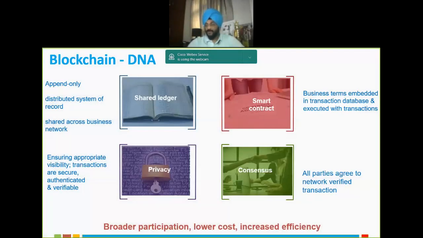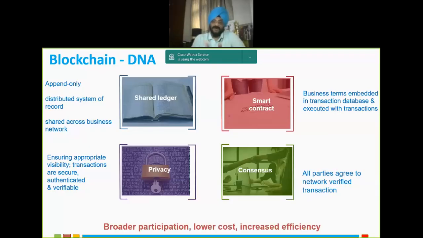And what are the four components which we talk of very importantly on a blockchain? We talk of shared ledgers, smart contracts, consensus, and privacy. When we talk of the shared ledgers, these ledgers are append only. They are distributed systems of record, shared across the business network. The second part, which is more important, is the business terms which are embedded in the transaction, like I was telling you about the example of insurance. And these are executed with the transaction.